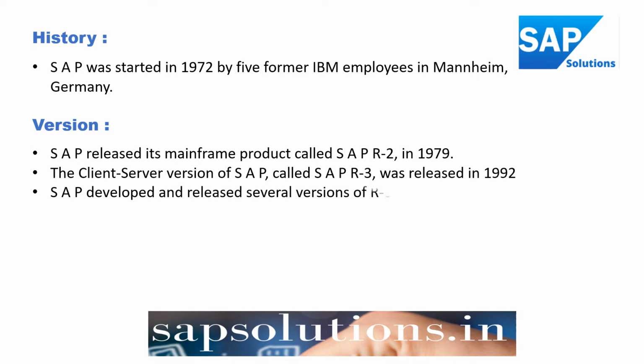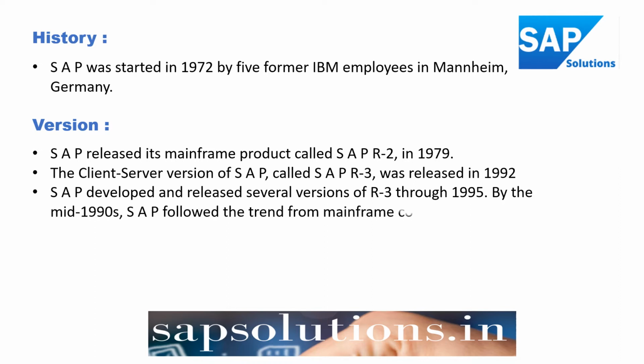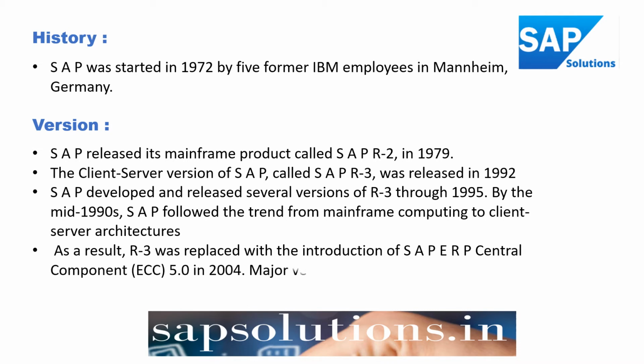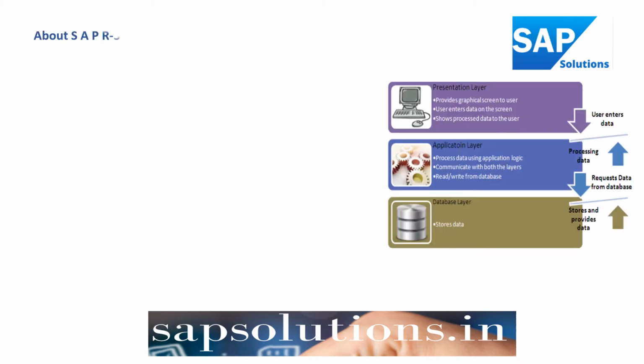SAP developed and released several versions of R3 through 1995. By the mid-1990s, SAP followed the trend from mainframe computing to client-server architectures. As a result, R3 was replaced with the introduction of SAP ERP Central Component, ECC, 5.0 in 2004. Major versions of SAP R3 include 3.1H, 4.0B, 4.6C, and ECC 6.0.